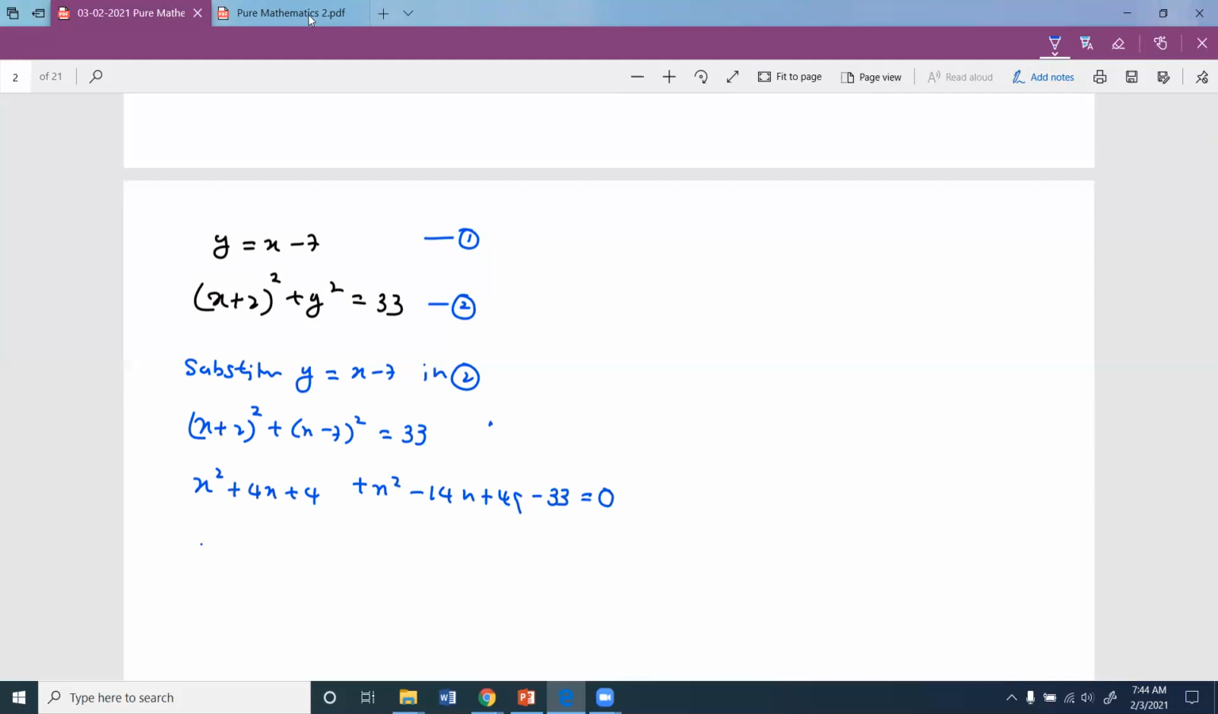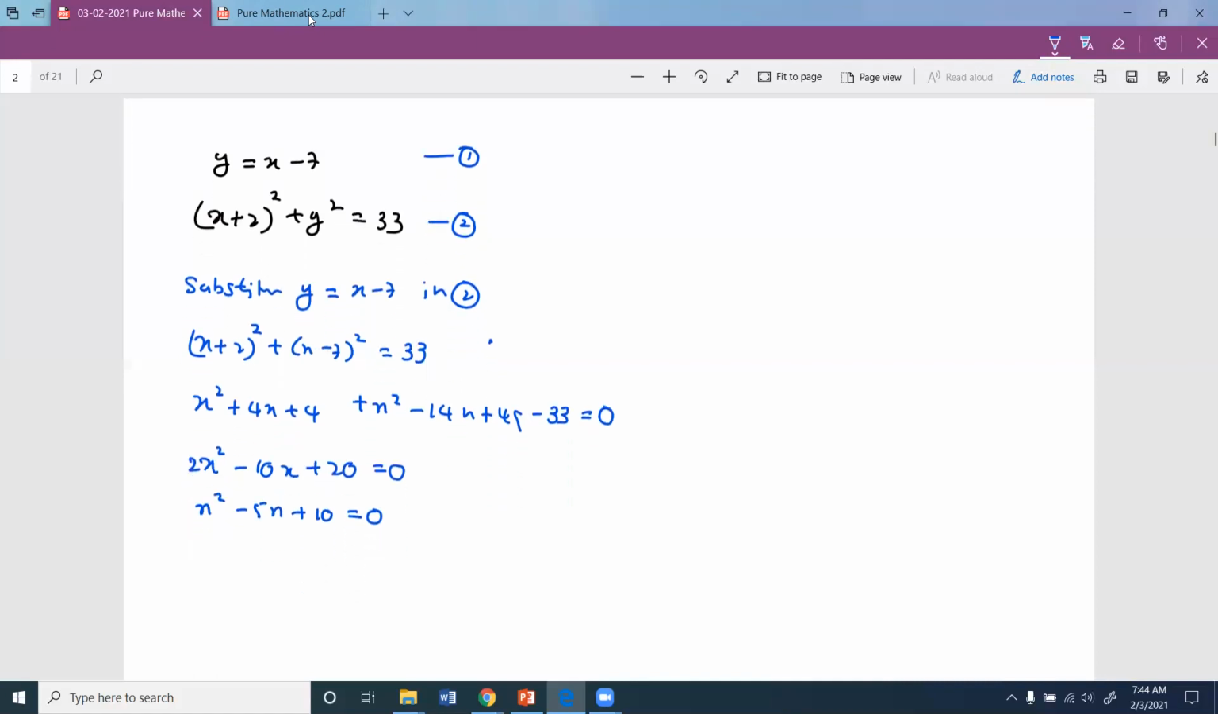Right? With that, you can say 2x squared minus 10x, then 4 plus 49 is 53, minus 33 is plus 20, equals 0. If you simplify, x squared minus 5x plus 10 is equal to 0. Now we have to solve this quadratic equation.